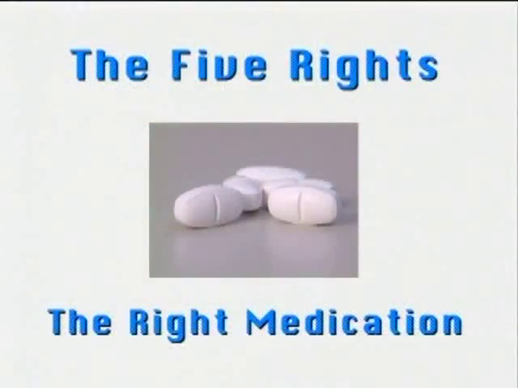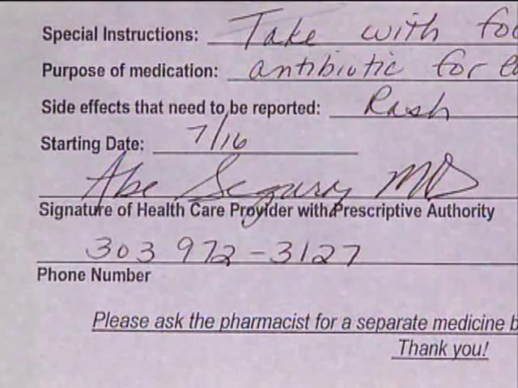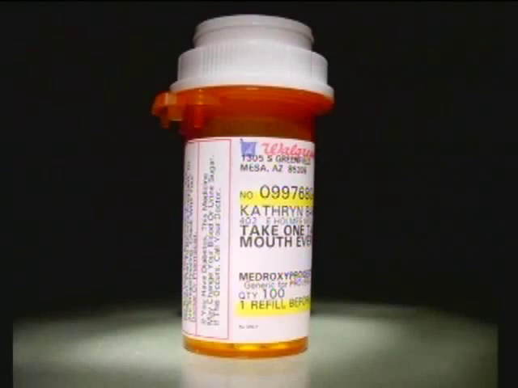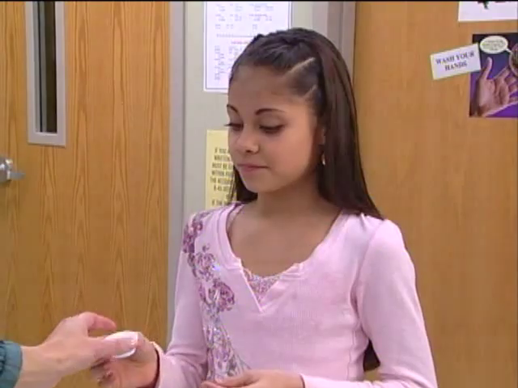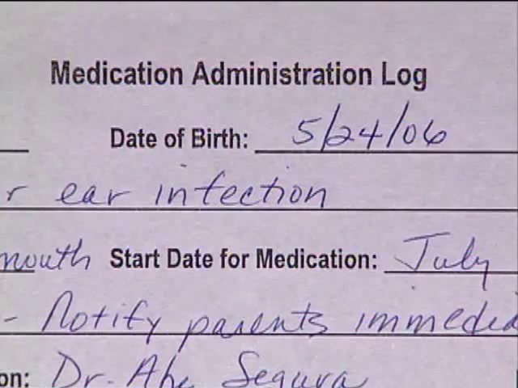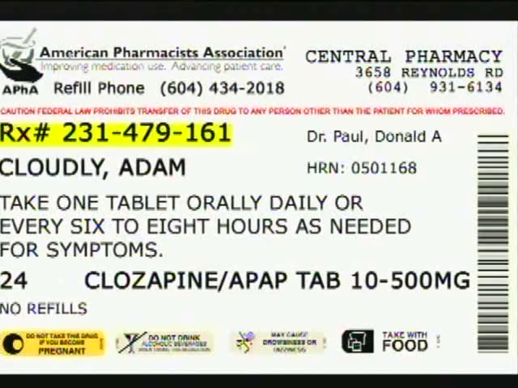Second, make sure you're administering the right medication. Compare the physician's written instructions to the medication log and the pharmacy label. This doesn't look like the same pills that I usually take at home. If for some reason the child questions the medication, believe him or her and triple check the physician's instructions, the medication log, and the label on the medication.